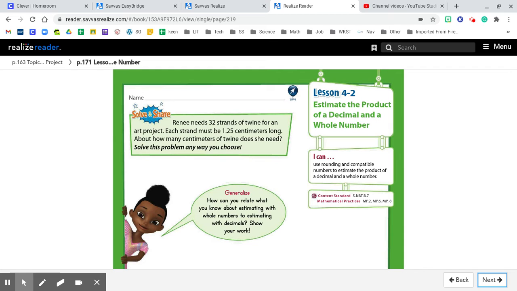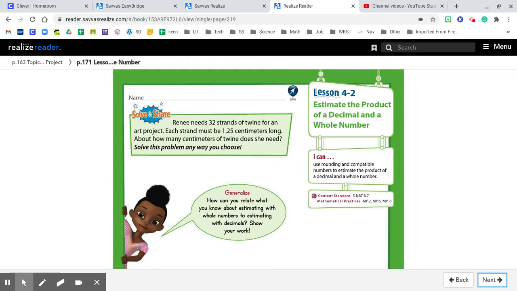Renee needs 32 strands of twine for an art project. Each strand must be 1 and 25 hundredths of a centimeter long. About how many centimeters of twine does she need? Solve this problem any way you can.